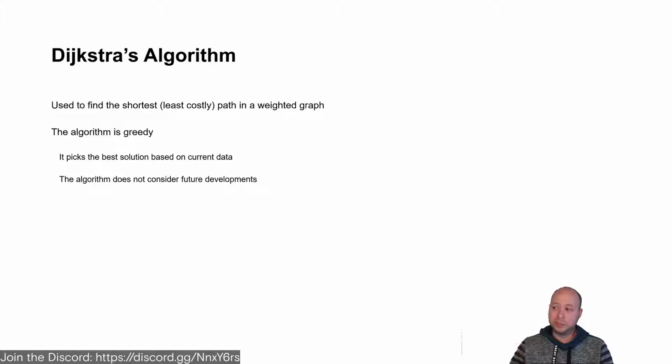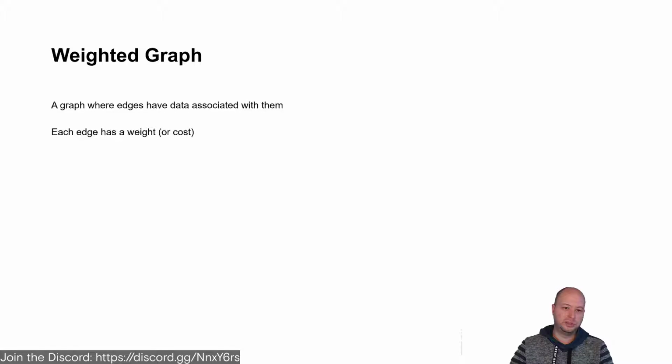And it's greedy, meaning it will only look for the best path. It will not give you alternative paths, although you can tweak it if you really want to. So a weighted graph, as we talked about, is a graph where each vertex has an edge with an associated amount, like the distance or how much money it costs. So everything has some kind of cost associated with going from one vertex to the other.